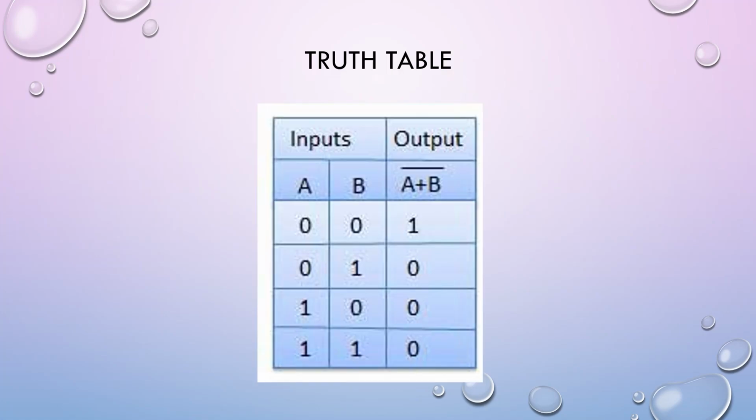As you can see from the truth table, when both the inputs are low, the output will be high. When any one of the input is high, the output will be low. And when both the inputs are high, the output will be low again.